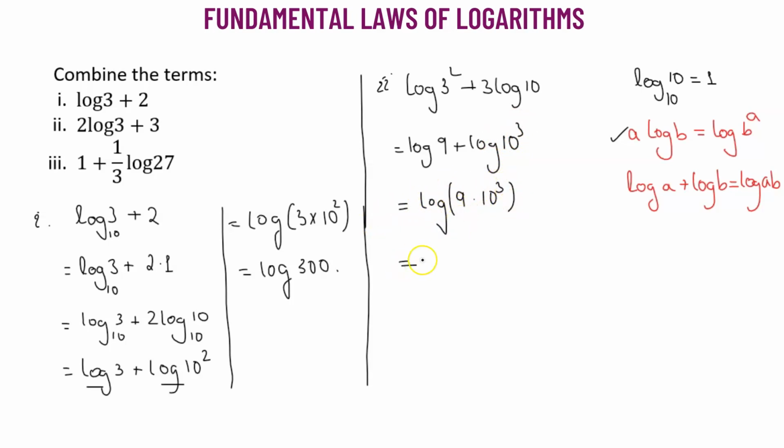So 10 cubed means 1000. So 1000 multiplied by 9 is 9000. So this is the value of 2 log 3 plus 3. And moving on to number 3.